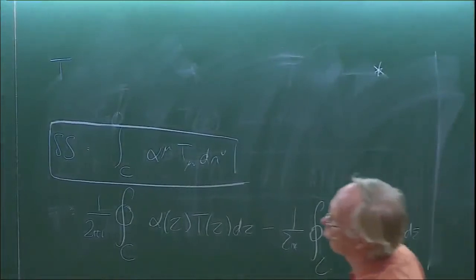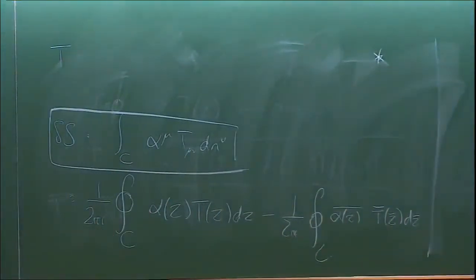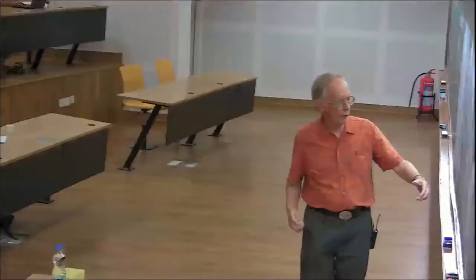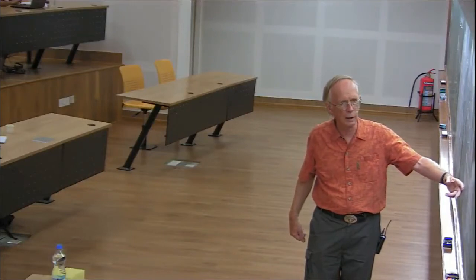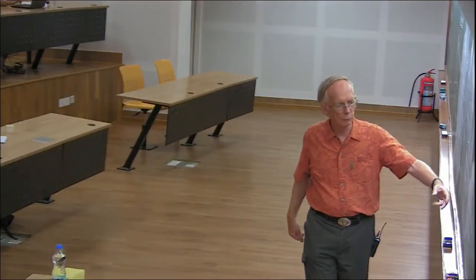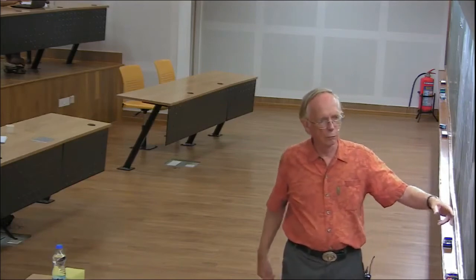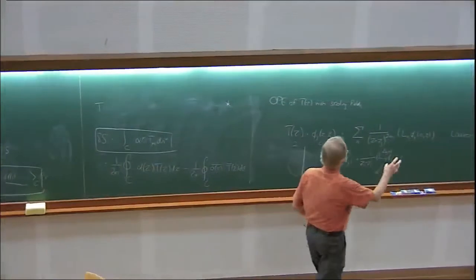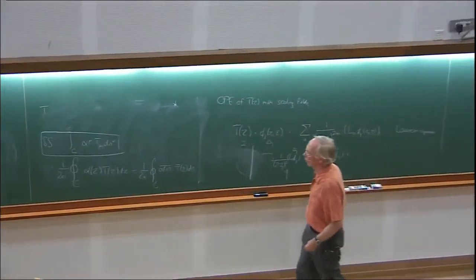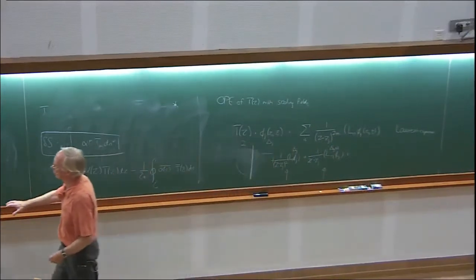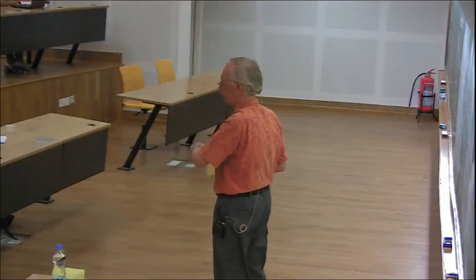Okay, so what have I just shown? I have shown that the change in a correlation function with a field inside C can be written as a contour integral of a correlation function of T. Now we're going to use this to actually see what this means. But before I go on, any questions?